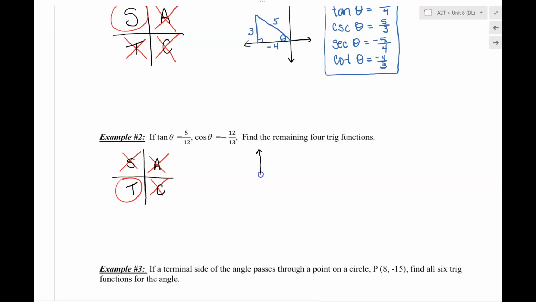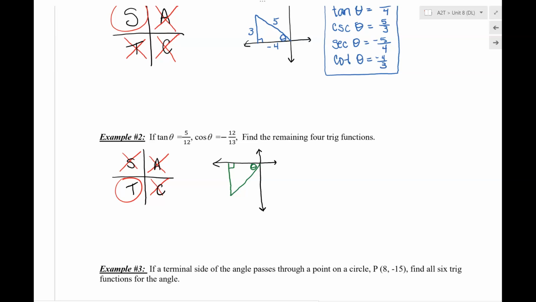All right, so we're going to draw our triangle. If you don't want to draw the x and y axes, you don't have to. I'm just doing it as a frame of reference so we can see how to draw the triangle, because that's super important. We extend out from the origin and always go back to the x-axis. Theta is at the origin.